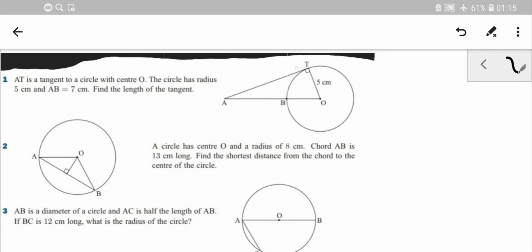So the first: AT is the tangent line, and O is the center. The circle has a radius of 5, it's here. Keep in mind, and actually it is already marked here, that the radius OT is perpendicular to the tangent line AT, so it has a 90 degrees angle. We also have AB as 7, so we put 7 here. And we just need to find the length of the tangent line.